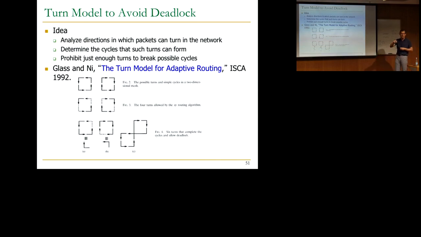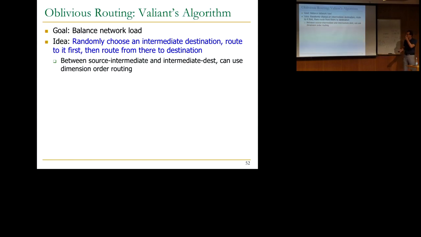they develop a model of turn. What they do is they analyze directions in which packets can turn in the network. They determine the cycles that such turns can form and prohibit just enough turns to break possible cycles. And that's how they design a deadlock-free routing algorithm. And XY is actually one way of doing it, but XY is very restrictive, actually. You can get much higher throughput than XY by following something like this. But if you're really interested, you can take a look at that.